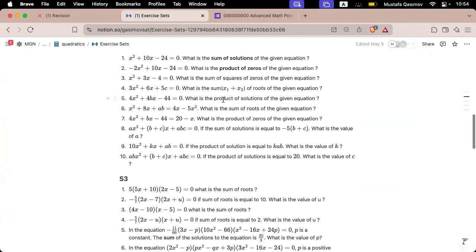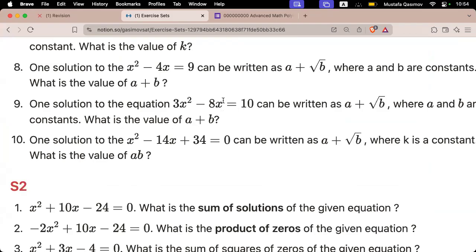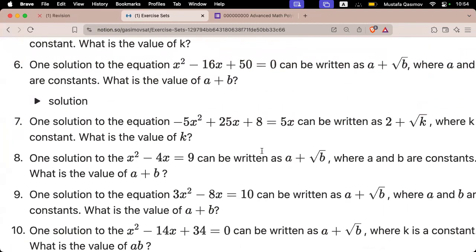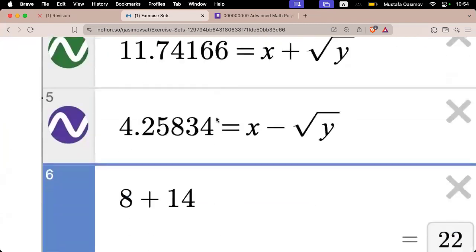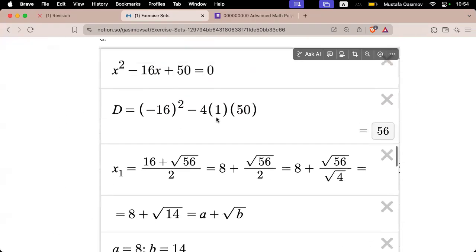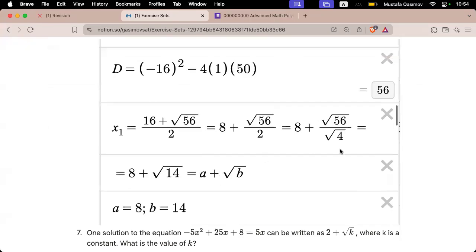Okay, let's look at one more question. Question 10 is a little bit different because it asks about a plus square root of b. You can use this discriminant method for that one also. Let's look at the next one. You can use this discriminant method for this equation like that. So same thing. You will get 8 plus square root of 14, and 8 is a, b is 14.